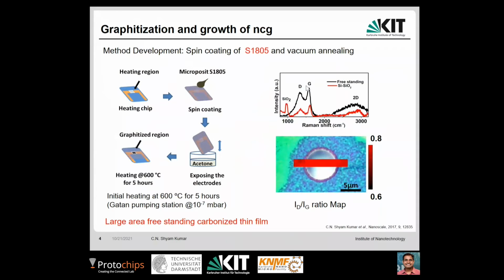From Raman, we can see that the graphitization is similar to the substrate supported graphitization. So what we have here is, as I said, a large area freestanding thin film, which is really ideal for microscopy. We heated this inside the microscope from 600 to 1200 degrees Celsius, and we imaged at every temperature. We took high resolution images at every temperature to see how the microstructure is evolving.